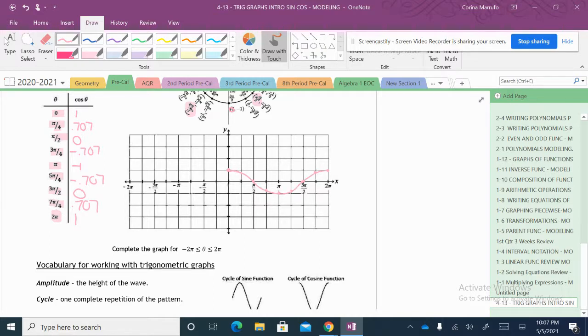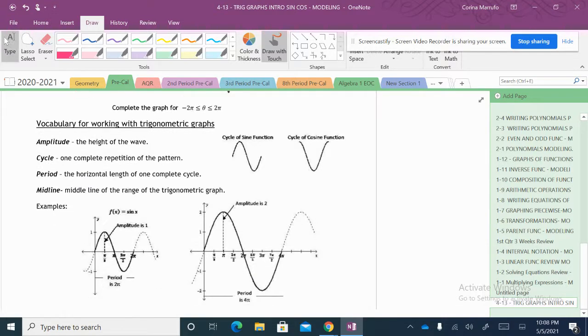Okay, and then I'm going to do the same thing on this side. Oops. I'm going to make the exact same shape. It starts up like this, comes back down, and then goes back up. All right, so now there are some special vocabulary or special things about our sine and cosine graphs.